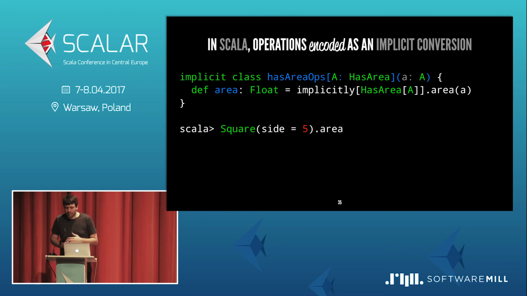In Scala, however, we end up having to do this. We have our implicit class. We saw this before already, which forwards our call to area to the right type class.